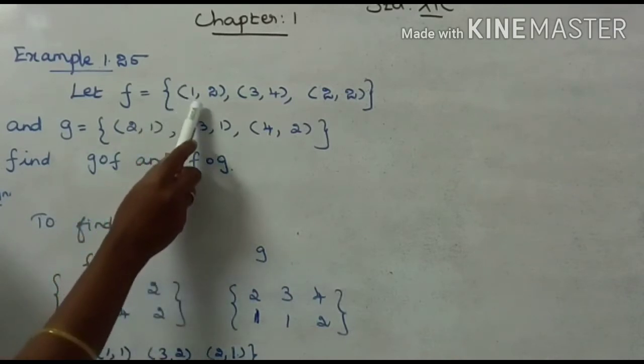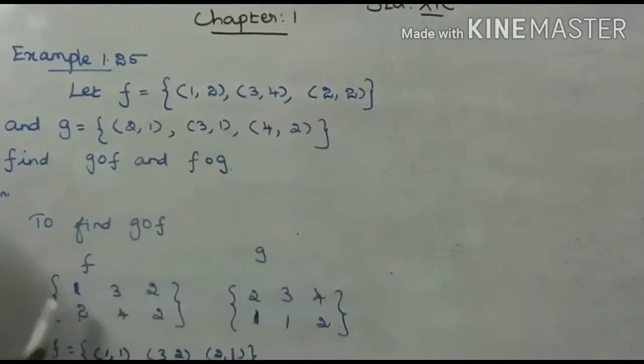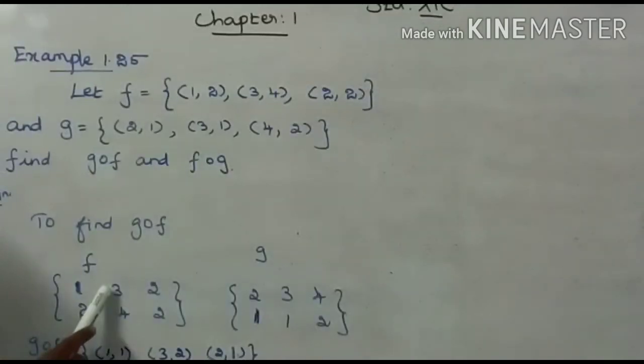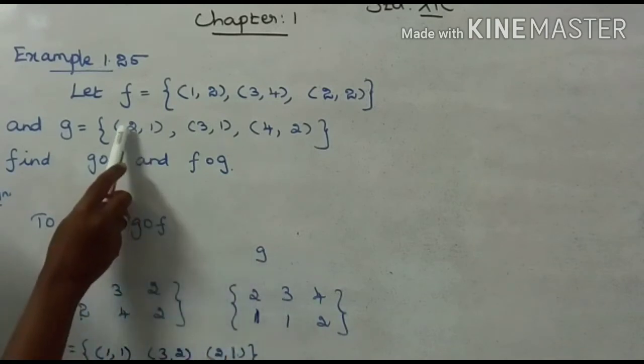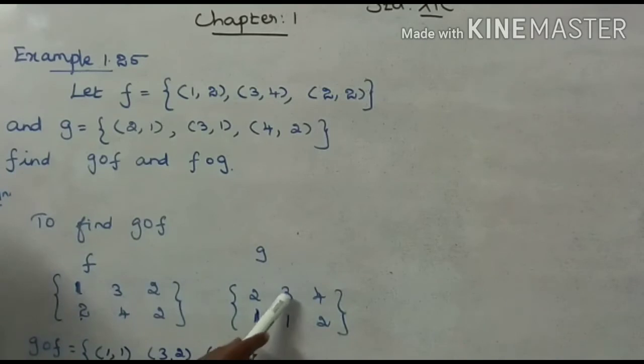The f function has ordered pairs (1, 2), (3, 4) and (2, 2). And the g function has ordered pairs (2, 1), (3, 1), (4, 2). This is how you write it. Now calculate f composite with g. First see the f function. The first number is 1. 1 goes to 2. But this 2 goes to 1 in the g function.